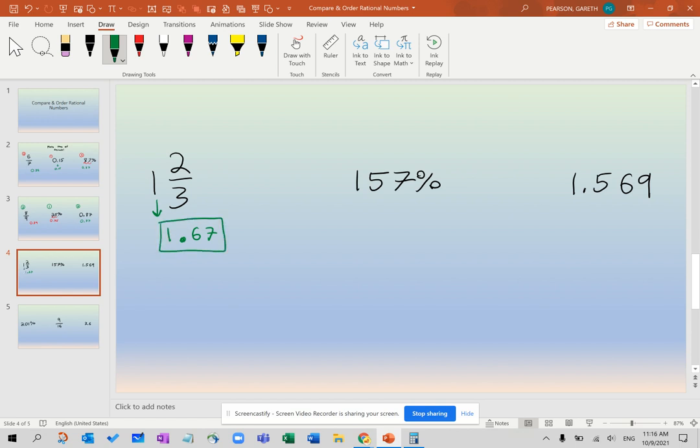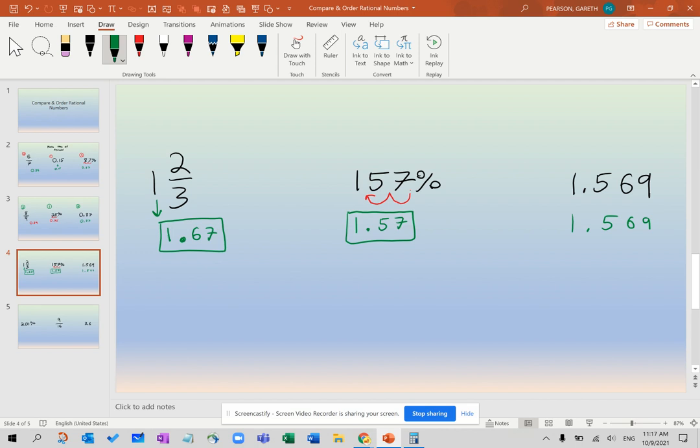Boom. This is 1.67. Now, the 157%, again, following the rule, you take that decimal point at the very end, you bring it over two spots to the left, always two spots, and you get your answer of 1.57. Now we have two decimals to compare, but we're not done yet. We have the last one. Oh wait, hold on. That's already given to us as a decimal. That's the easiest thing in the world.